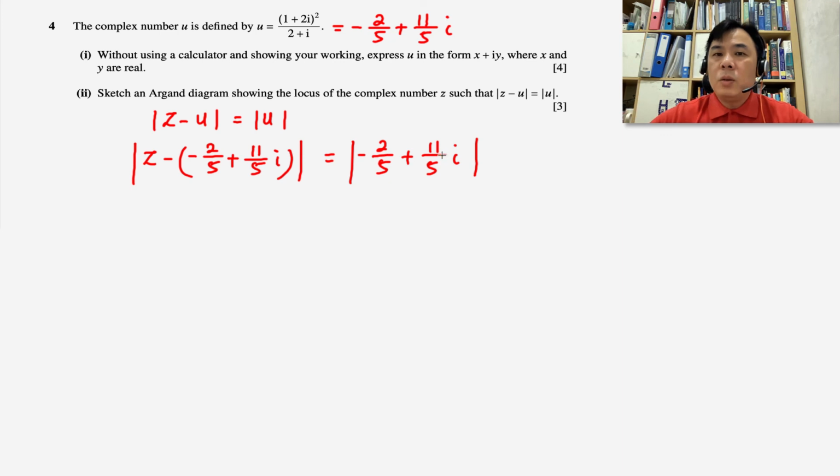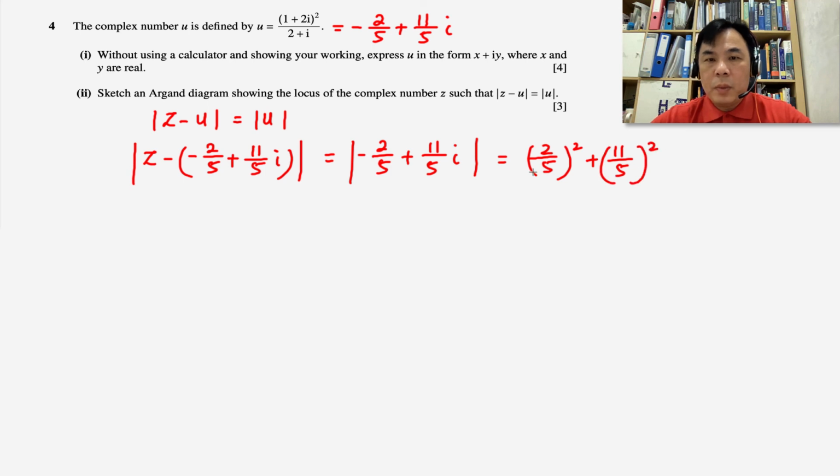So you must remind yourself that this is the magnitude of u itself. So what is the magnitude here? Magnitude is given by the square root of (negative 2 over 5) squared plus (11 over 5) squared, just as a reminder. If I were to simplify this, let me see, 1 to 1, and then with a 4 is 1 to 5 here.